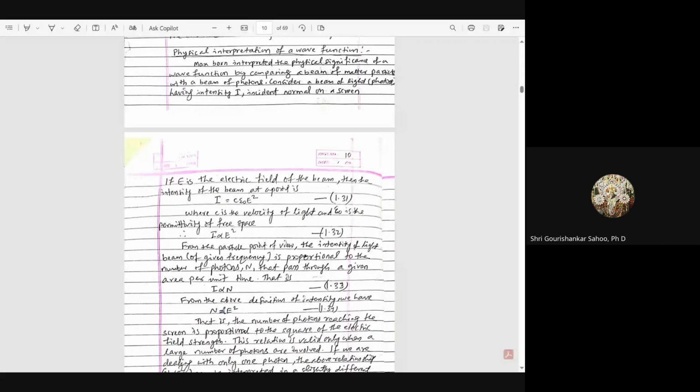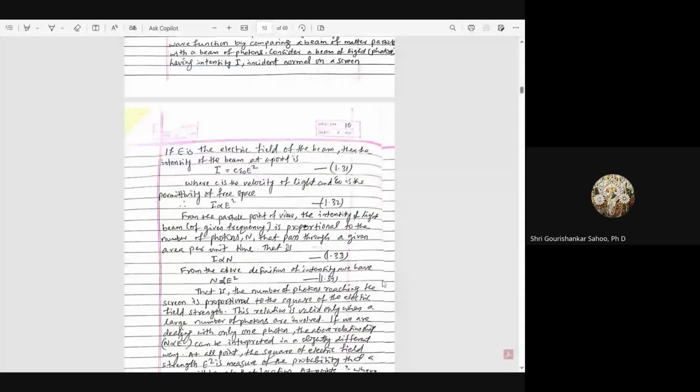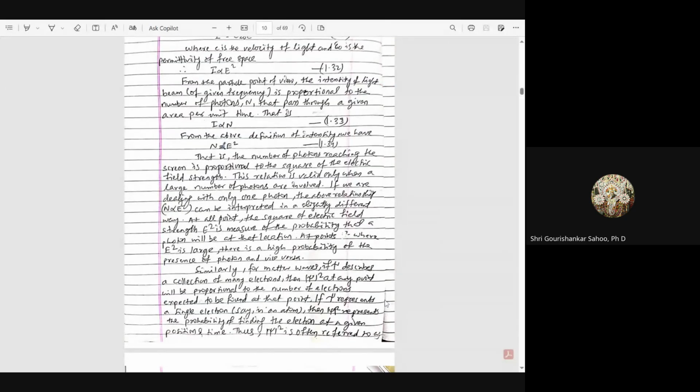From the above definition of the intensity, we have N is proportional to E square. So, the number of photons reaching the screen is proportional to the square of the electric field strength. This relation is valid only when a large number of photons are involved. If we are dealing with only one photon, then the above relationship, N is directly proportional to E square, can be interpreted in a slightly different way.